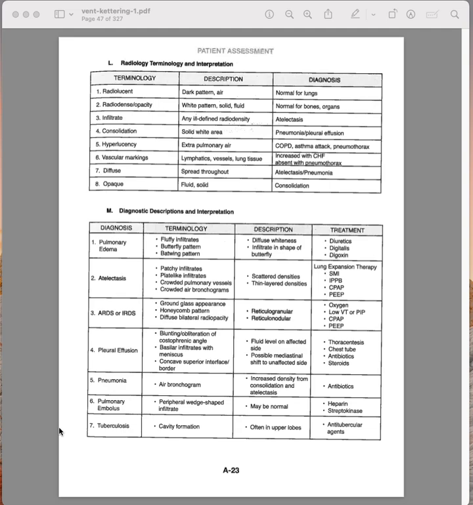Vascular markings: description is lymphatics, vessels, lung tissue. Diagnosis is increased with CHF, absent with pneumothorax. Diffuse: description is spread throughout. Diagnosis is atelectasis or pneumonia. Opaque: description is fluid or solid. Diagnosis is consolidation. The next box is about diagnostic, description, and interpretation.